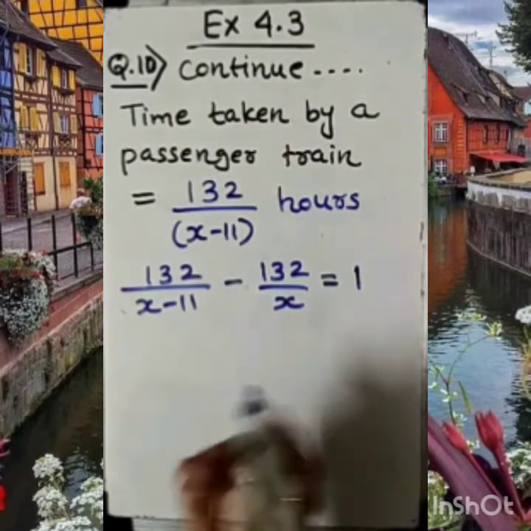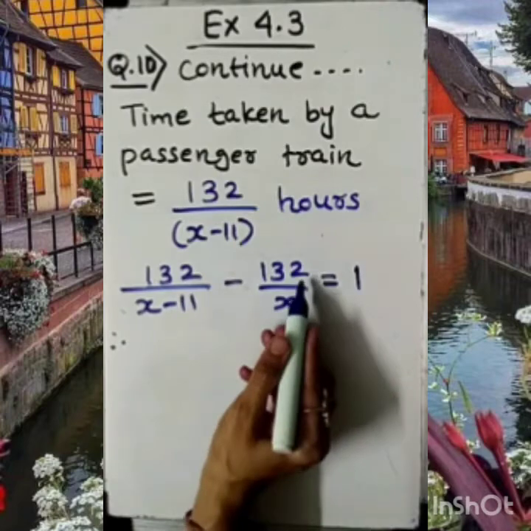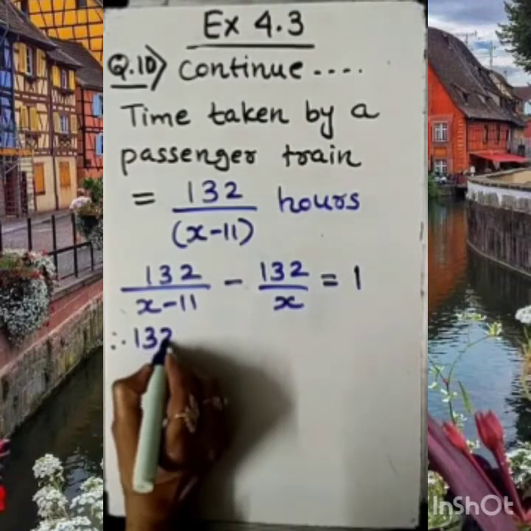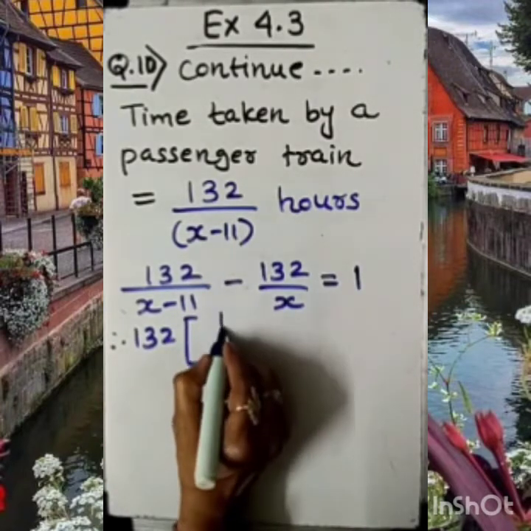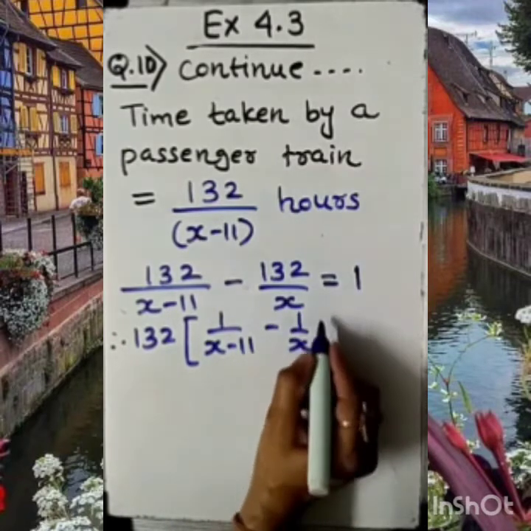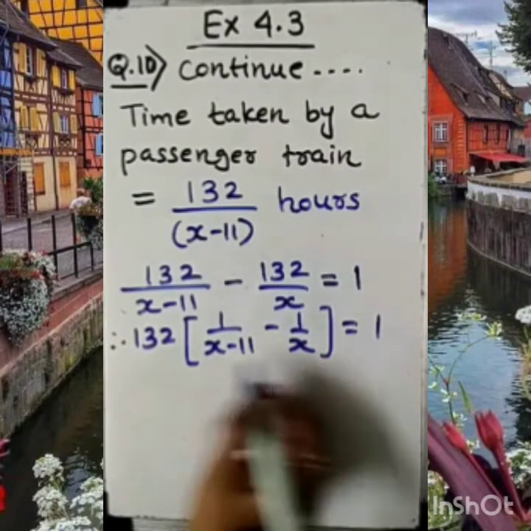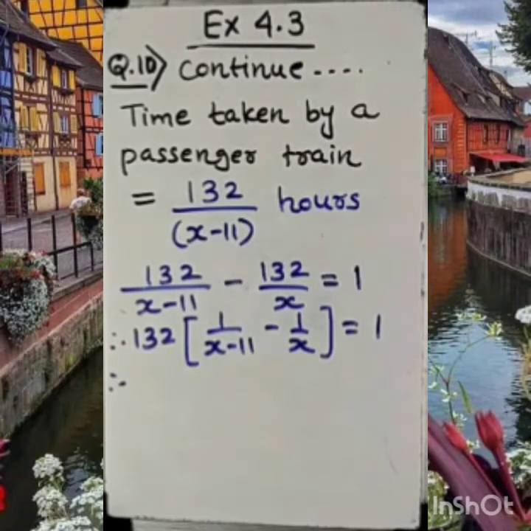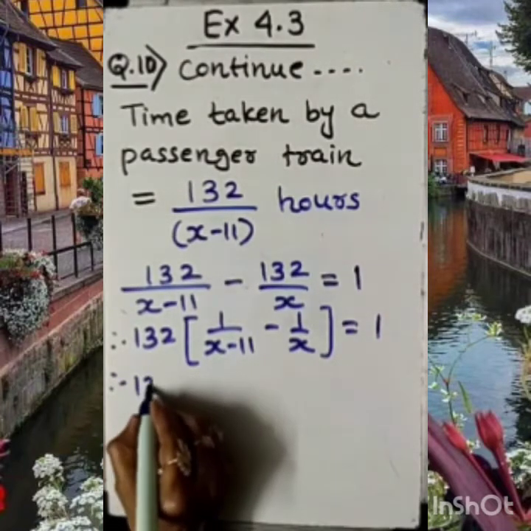Now it depends on us how to simplify. I'm taking 132 common. So I should have 1 upon x minus 11 minus 1 upon x equal to 1. Therefore, here 132, let it be as it is.